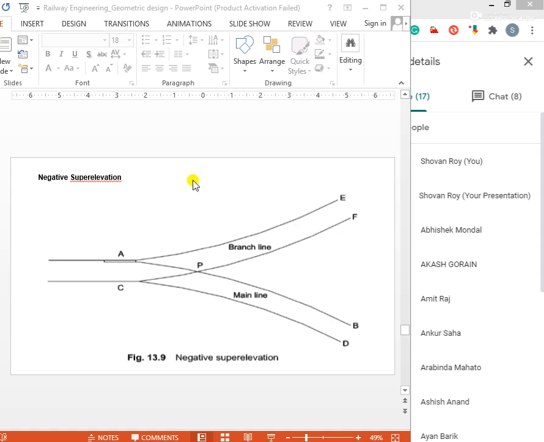So when a train is going through this main line, somewhere in this section from A to P, some super elevation is required, because this is the curved section.